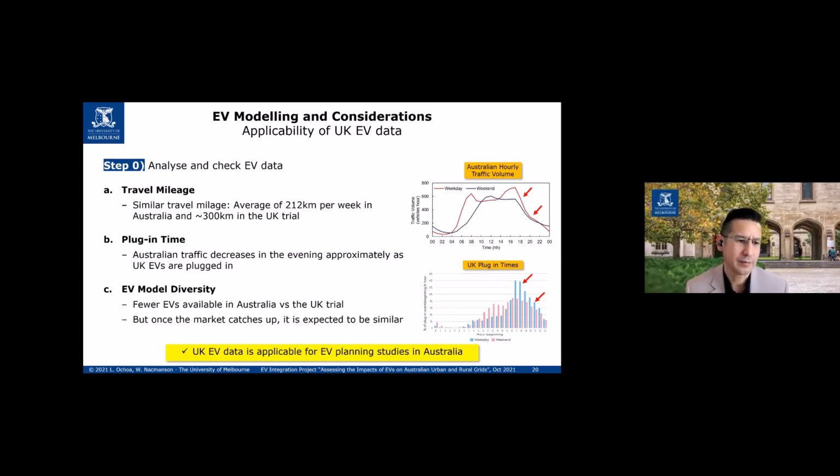And finally, the model diversity. This UK trial involved more than 700 cars from different makes. More details are in our report, and of course in the corresponding reports of that particular trial. Although we don't have many electric vehicles in Australia, not even many options to buy electric vehicles from, we are expecting that the market will catch up eventually, and it is very likely to be similar to the UK. So all in all, we decided that this set of data, not just because of its uniqueness, is acceptable for the studies that we want to have here from a planning perspective, at least for Australia.